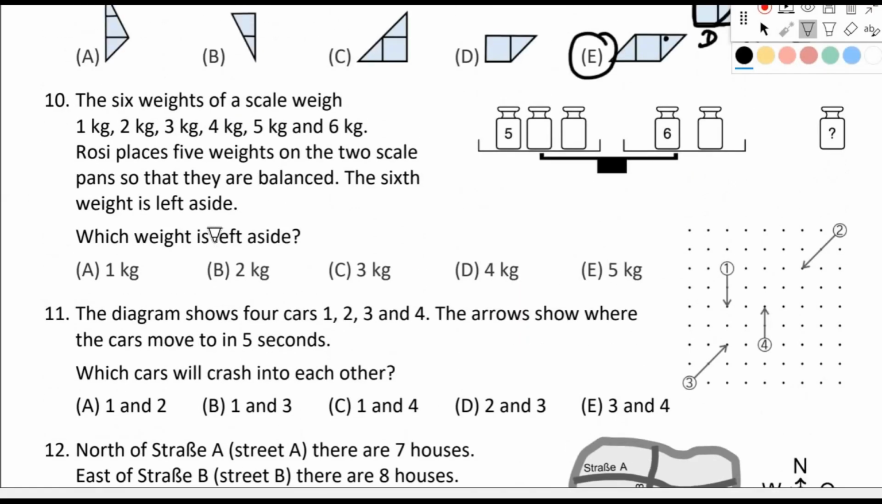Moving ahead, question number 10. The 6 weights of the scale weigh 1, 2, 3, 4, 5, 6. Rosie places 5 weights on 2 scale pans, so they balance. The 6th weight is left aside.